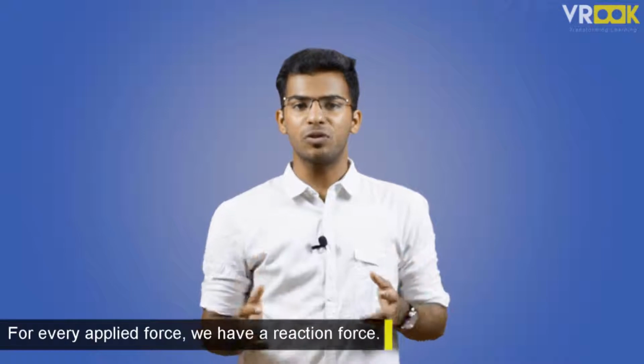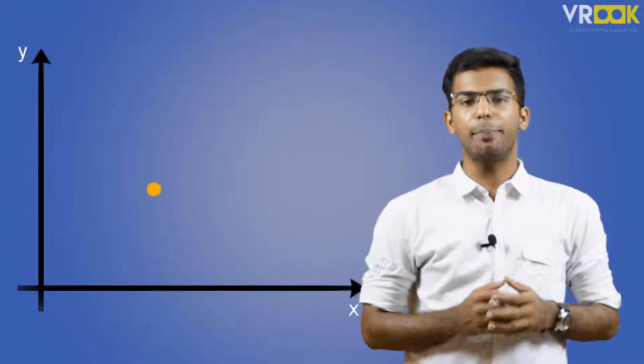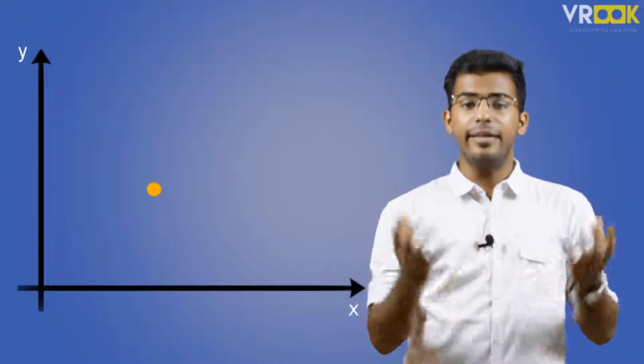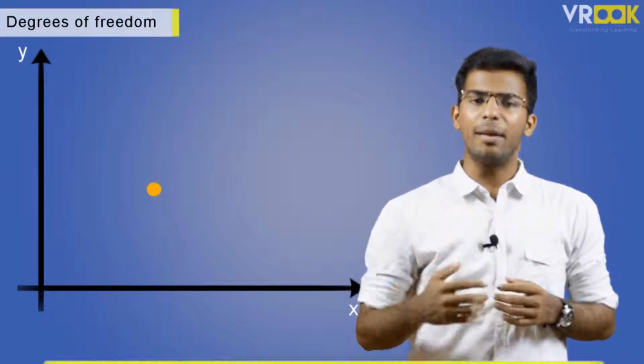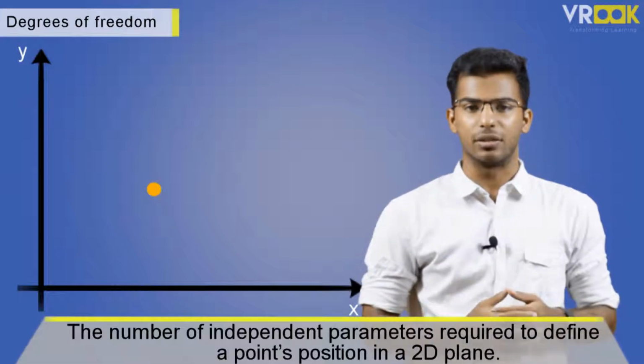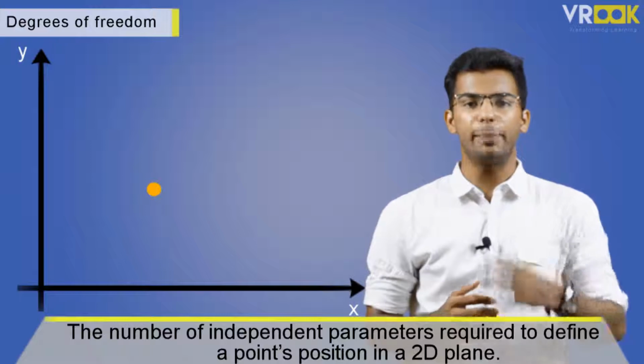In case of beams, we will be restricting the discussion to 2D planes only, that is the X and Y plane. When we have a 2D plane, we should talk about the degrees of freedom. The degree of freedom is the number of independent parameters required to define a point's position in a 2D plane.